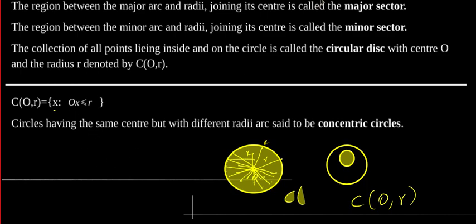If there are more circles with a common center, we take a circle. The collection of more circles with a common center, all the circles with the same center and different radii, are called concentric circles.